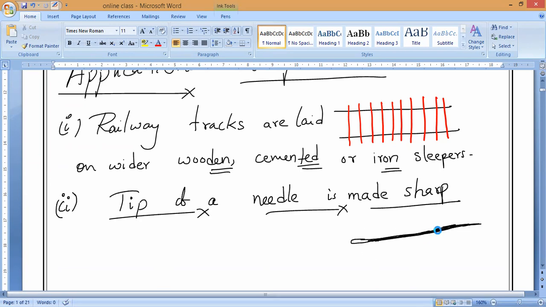Why do they keep this sharp edge? To pass through, sir. Yes, to stitch easily. Suppose you take a blunt one. If you take a blunt safety pin, is it possible to stitch our cloth or wear it in our cloth? Difficult. Very good. If you take a very sharp edge, what will happen? It will drive easily into the surface.